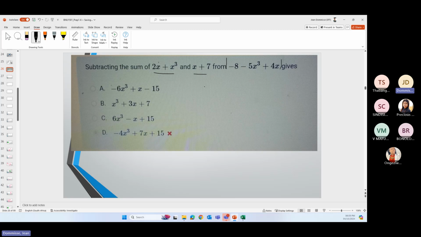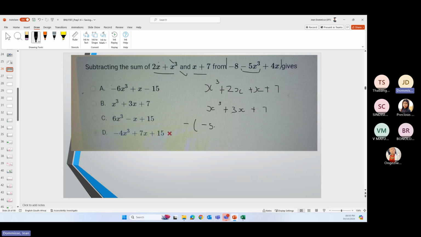Okay, so we first need to say x^3 plus 2x plus x plus 7. So if we add that together, we get x^3 plus 3x plus 7. And so now we have added those two, and then we're going to subtract from there, and let's put the things underneath one another.